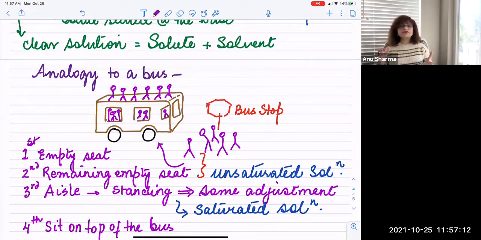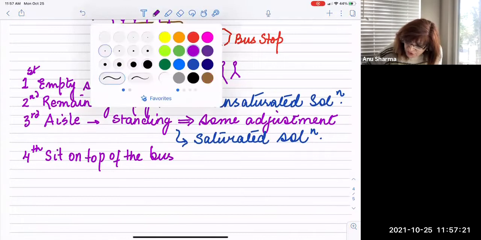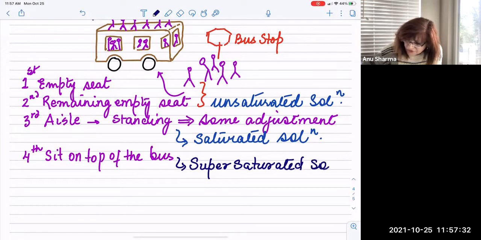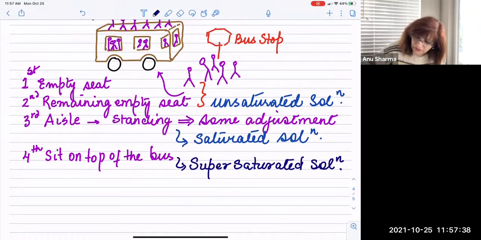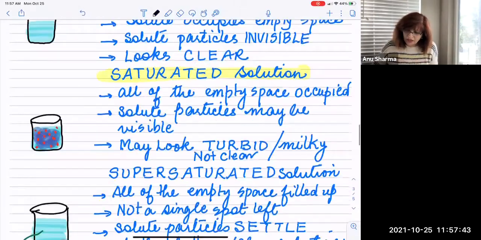We can see from a distance, people standing in the windows, right? People standing in the windows. Here, we can see them. So that means this is a super saturated solution. Okay. So these are the looks of the bus with the people.